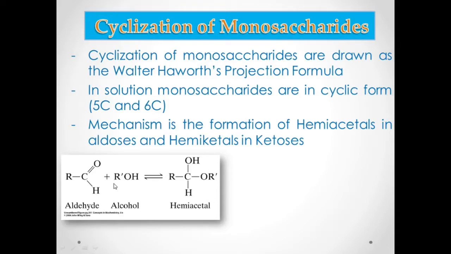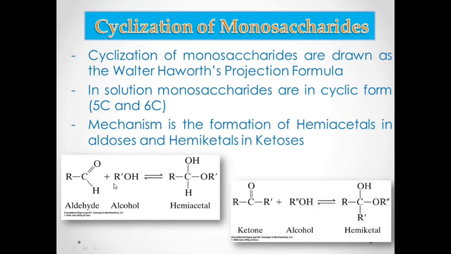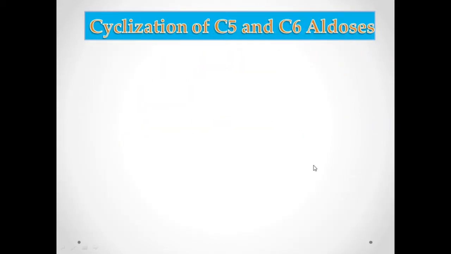And remember, in the formation of hemiketals we have a ketone plus an alcohol to form a hemiketal. In ketoses, the functional group is a ketone, so therefore we can create a cyclic monosaccharide in ketoses. This is only applicable for 5 carbons and 6 carbons only. So let's go first to the cyclization of 5 carbon and 6 carbon monosaccharides in aldoses.